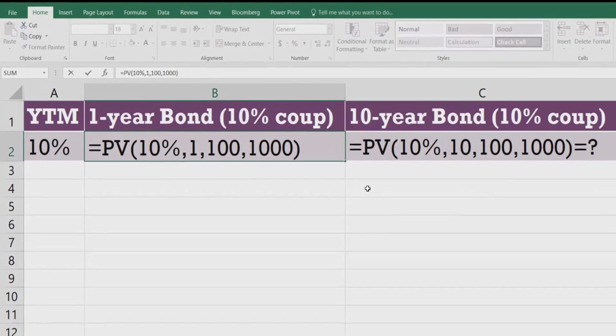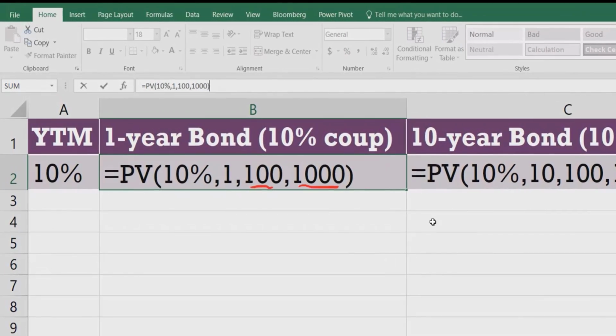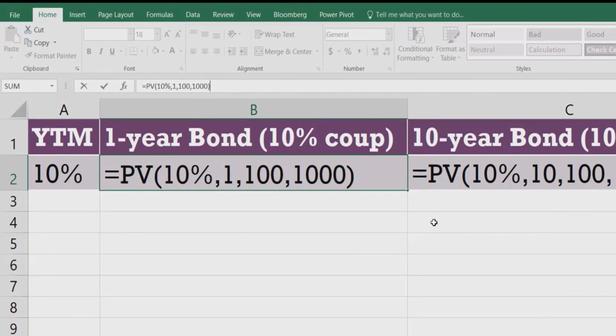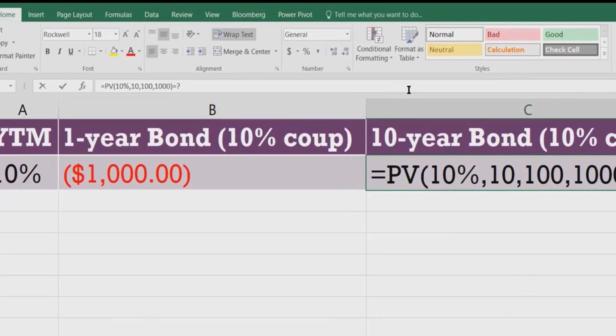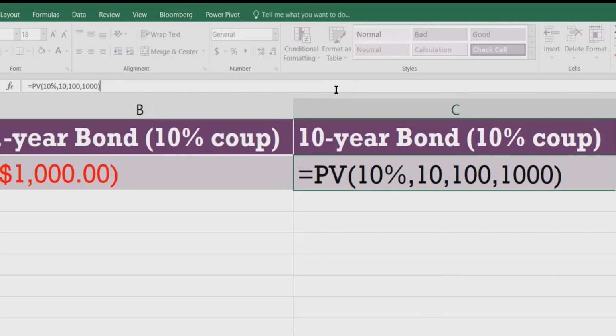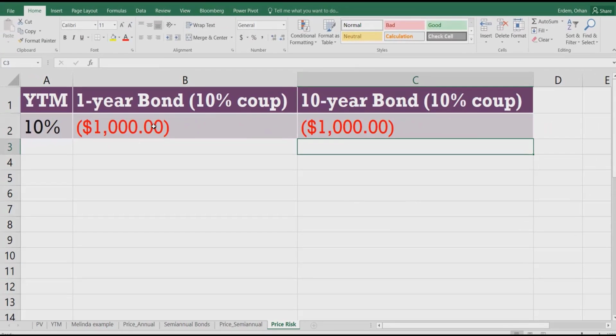PV, 10%, comma 1, comma coupon $100, and then par value. When you hit enter, you'll get the price of this bond. And do the same thing for the second one, the 10-year bond. You'll get the same price, just because they offer the same interest rate under the same yield to maturity. The price of both bonds is $1,000.